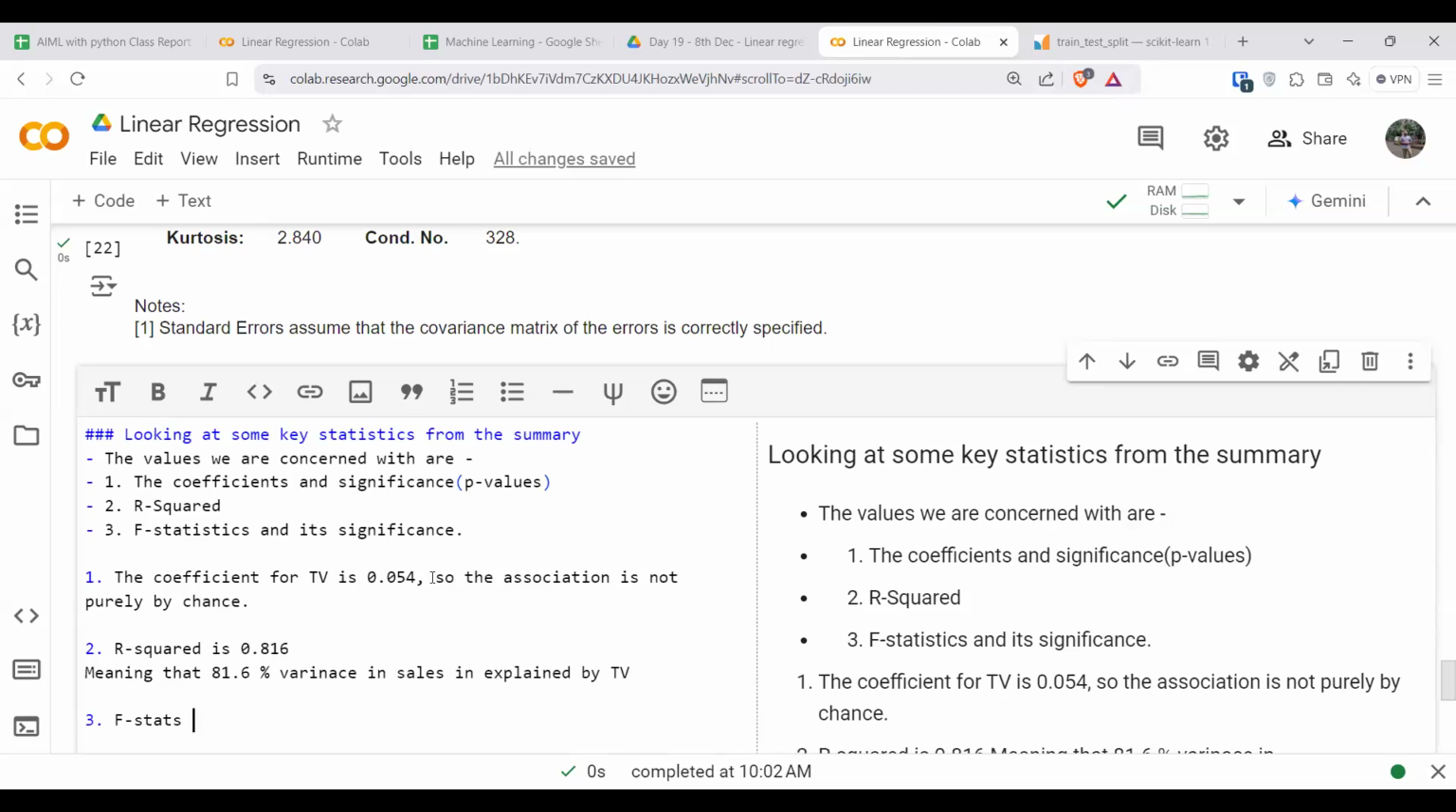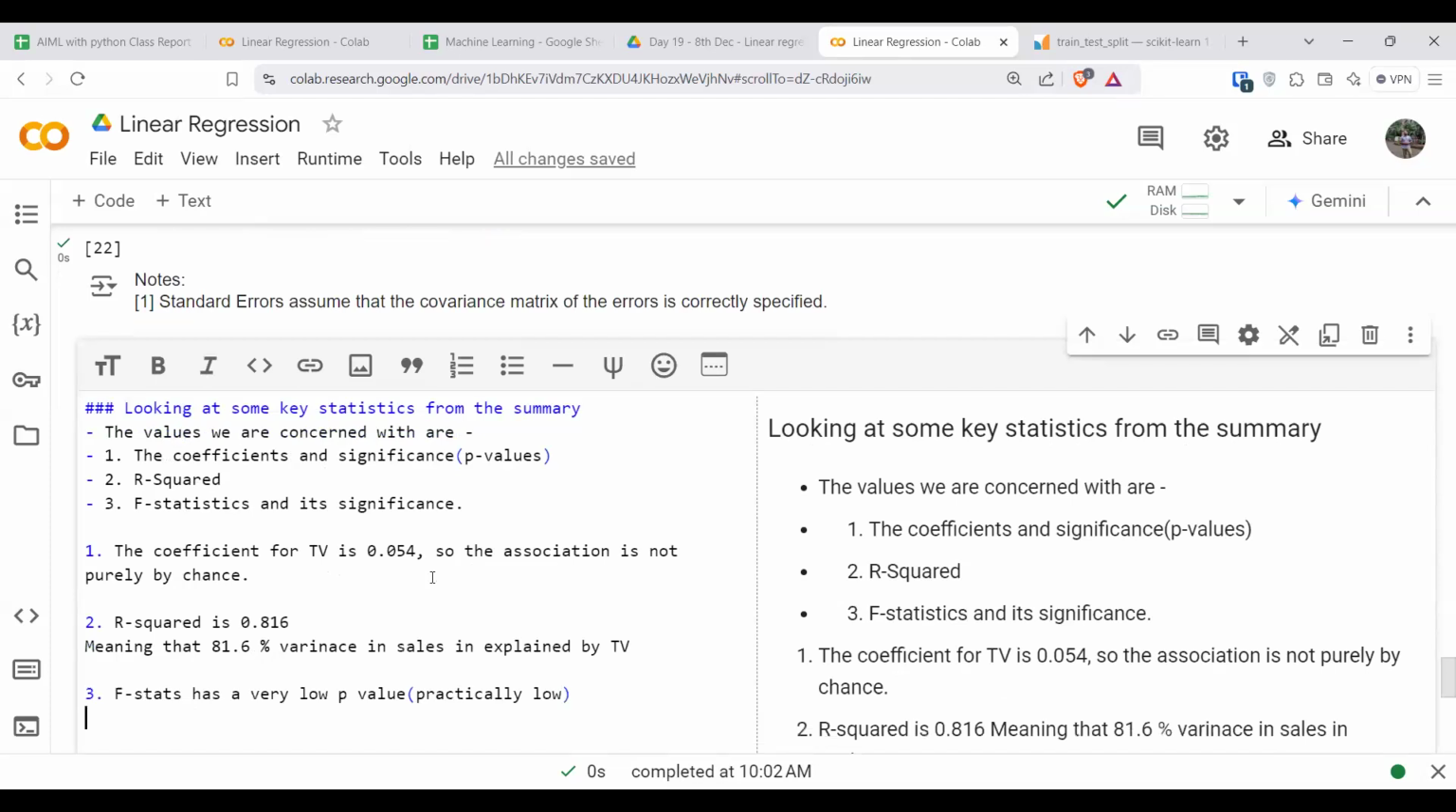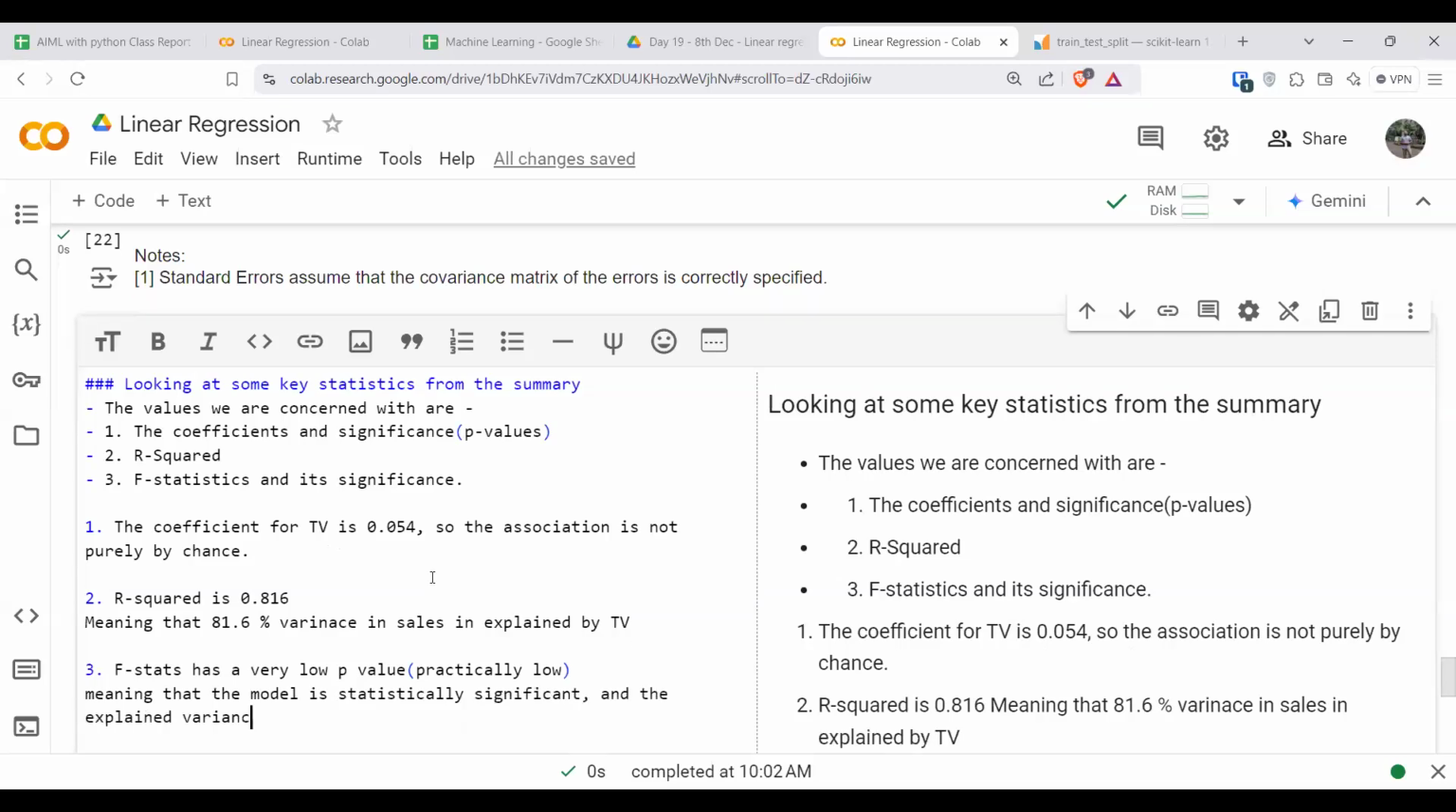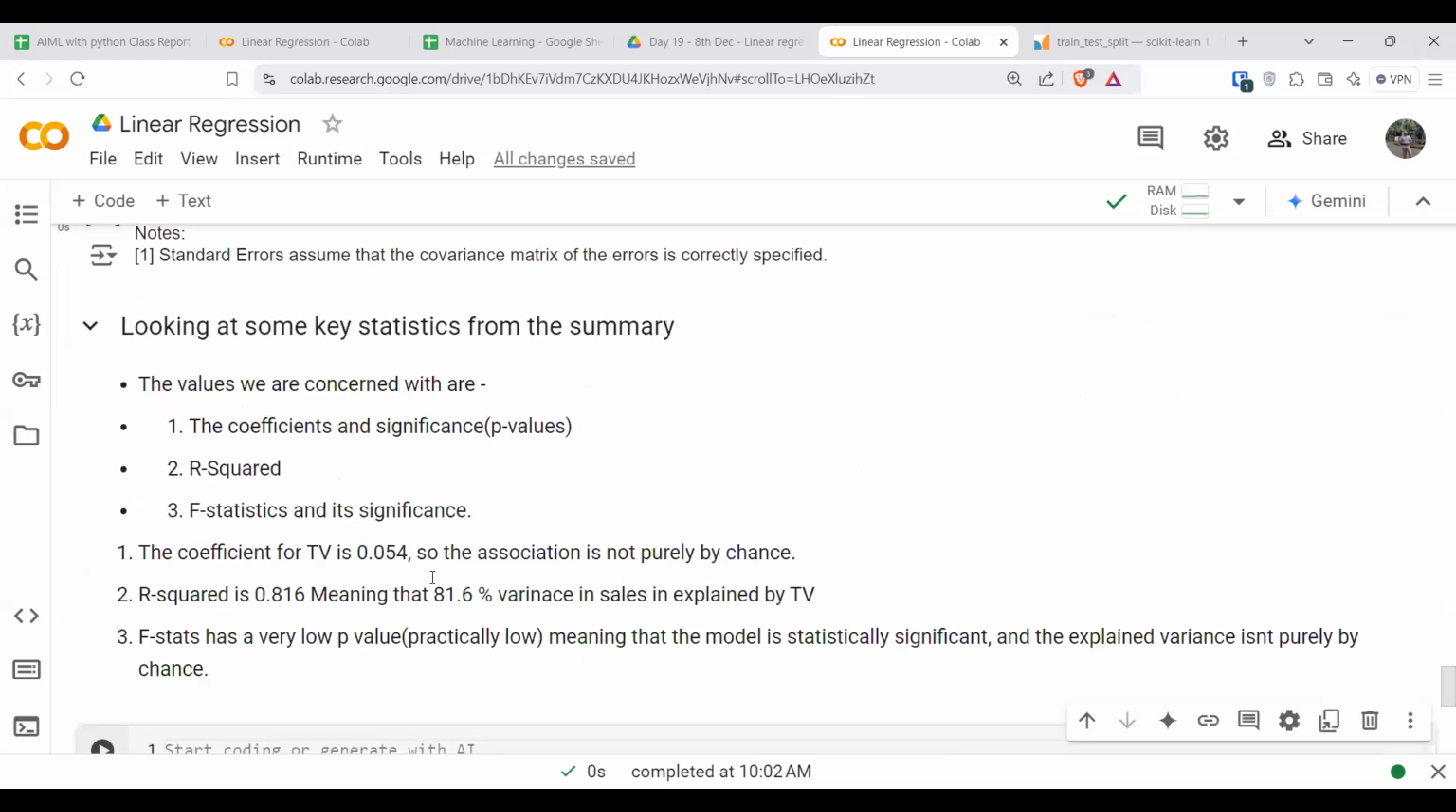It should be low. Low is desired, meaning that the model is statistically significant, right? And the explained variance isn't purely by chance. So the fit is significant, and let's visualize how the model fit the data, right?